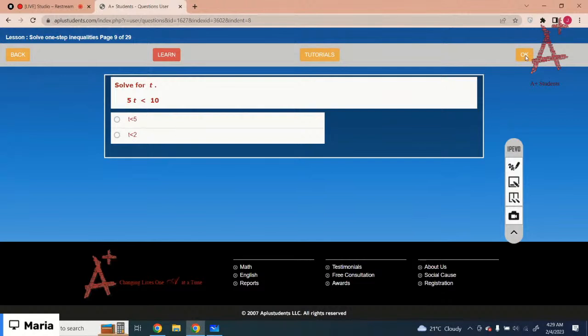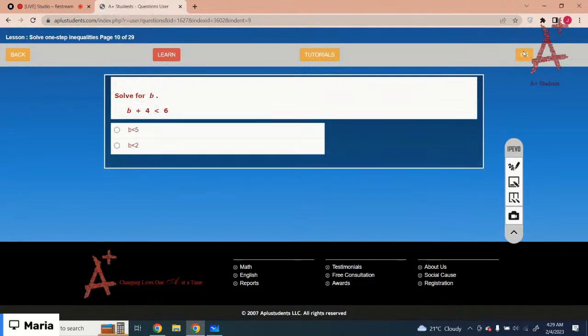Okay, the next one is 5t is less than 10. So you have to isolate the variable t. That means you have to divide both sides by 5. So which is the correct option? Option 1 or option 2? So the correct option is 2. Got it? 10 divided by 5 gives option number 2, the correct option. Very good. T is less than 2.